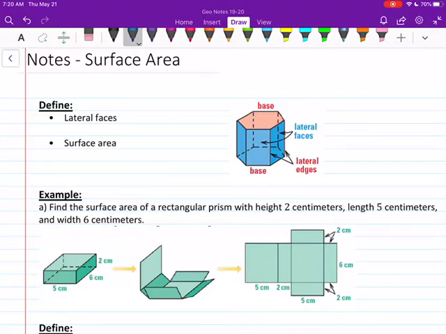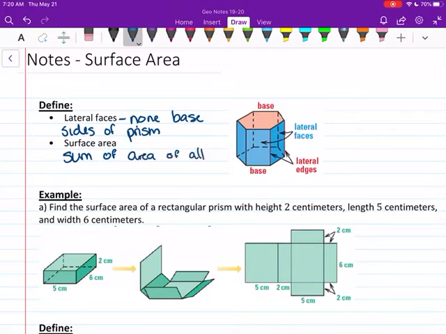So let's remind ourselves what a prism is. A prism is a polyhedron with two congruent faces called the bases, and remember the bases are parallel. And then the other faces, those are called the lateral faces. So these are the non-base sides of a prism. And then our surface area is going to be the sum of the area of all of the faces.